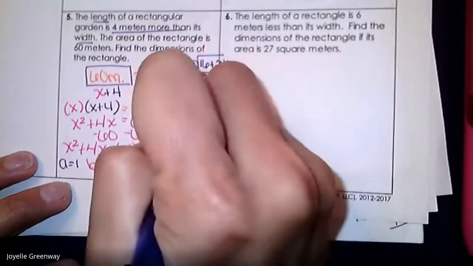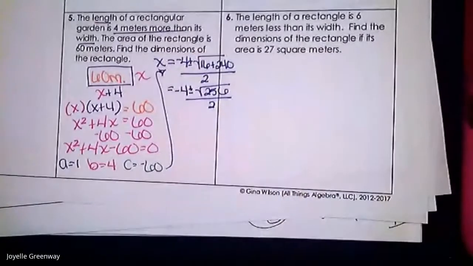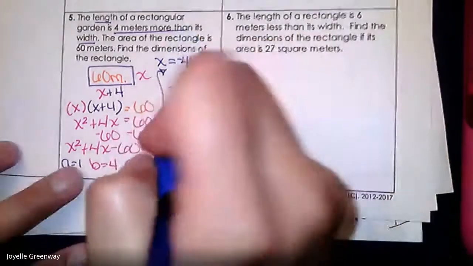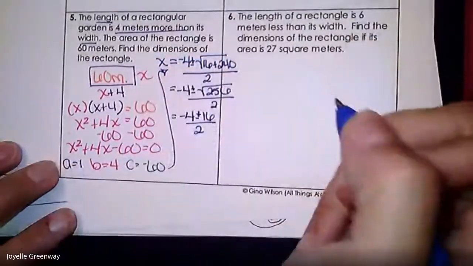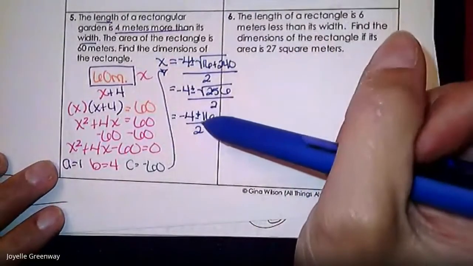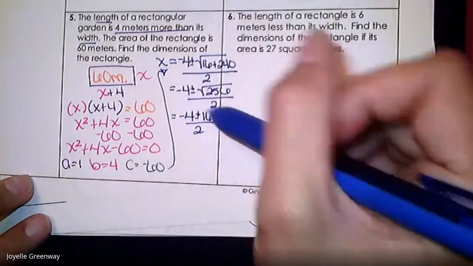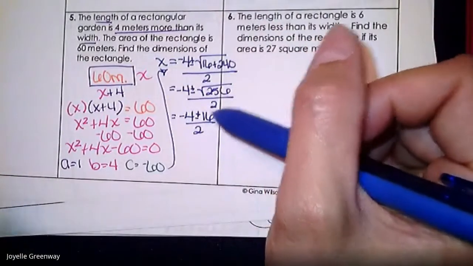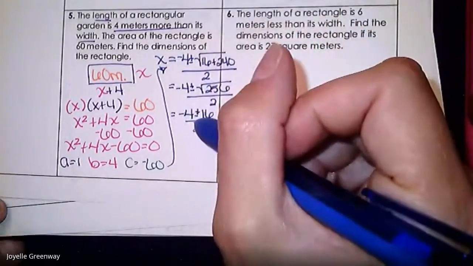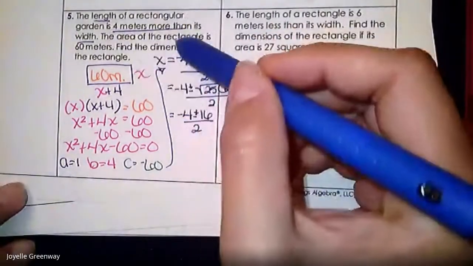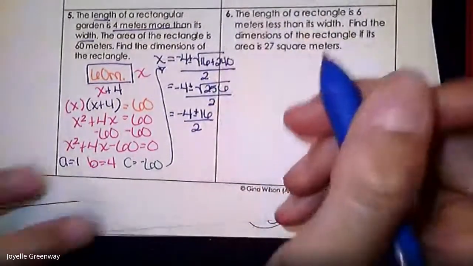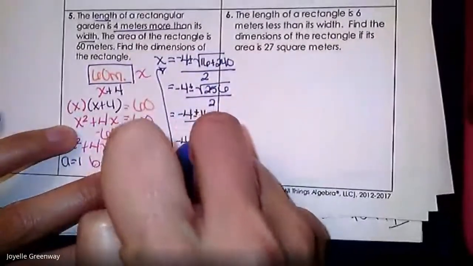So I get x is equal to negative 4 plus or minus the square root of 256 divided by 2. And I think the square root of 256 is 15, but I'm not sure. Nope, it's 16. So I get negative 4 plus or minus 16 divided by 2. If I do negative 4 plus 16 divided by 2, that will give me a positive answer. If I do negative 4 minus 16 divided by 2, that's going to give me a negative answer. We're dealing with length, and I don't want a negative answer.